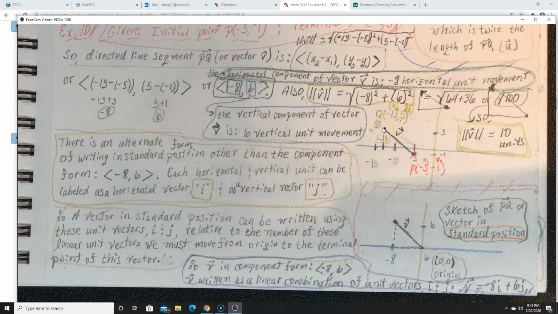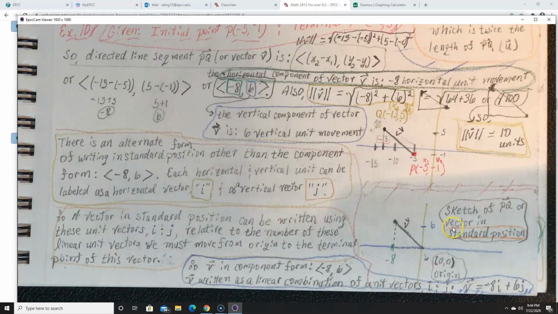Move this directed line segment into standard position. Standardize it. Take wherever it began, and then, the heck with it, put it right here at the origin. And now write down that vector. And what is it? How is it going to be defined? Well, 8 units to the left and 6 units up. That's how it's going to be defined.